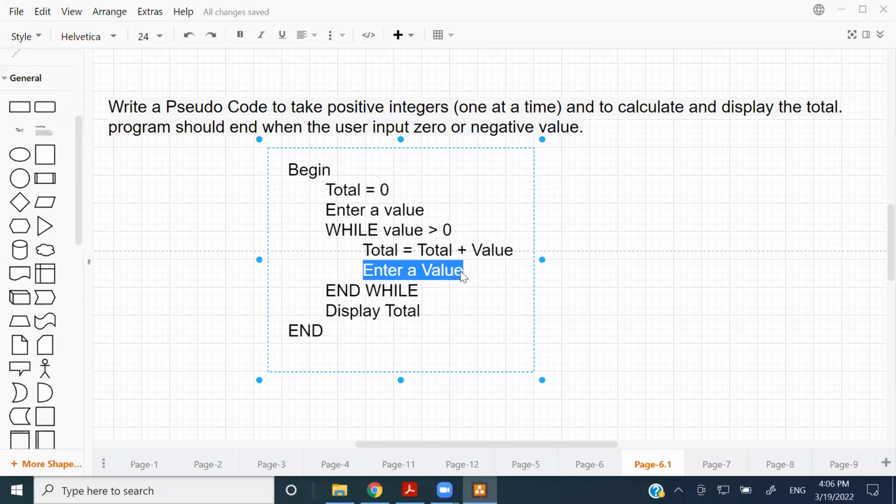Are you getting that? Ah, right, okay, great. So that's why we have this enter value statement again. It's a programming technique, people: when the condition needs something from the iteration statements, we duplicate it before the condition. All right, any more questions regarding this?